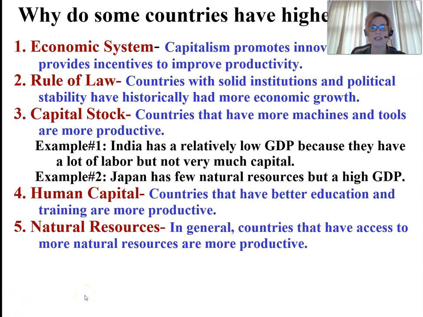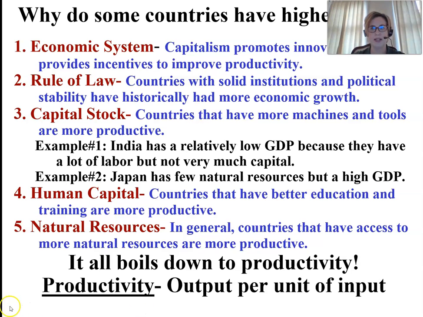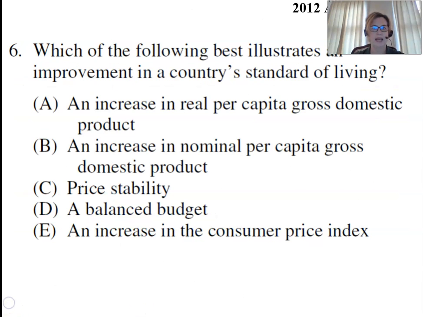The fifth is natural resources. In general, countries that have access to more natural resources are more productive. So GDP all boils down to productivity: output per unit of input. And here's a practice question. And the correct answer would be A.